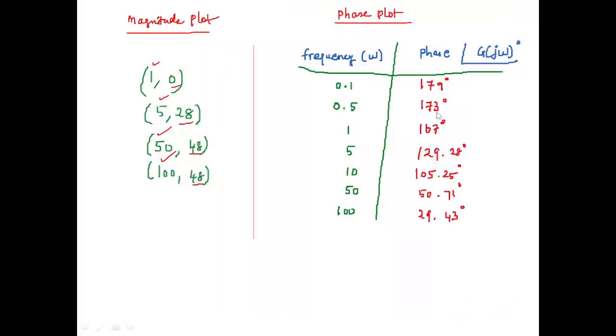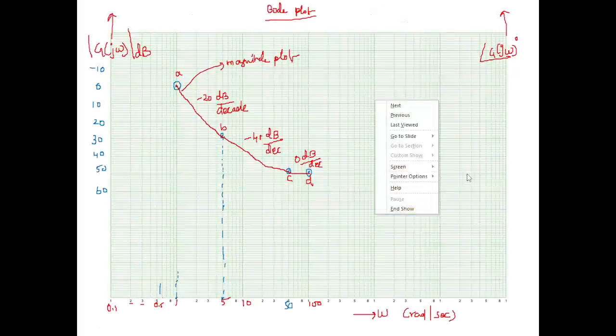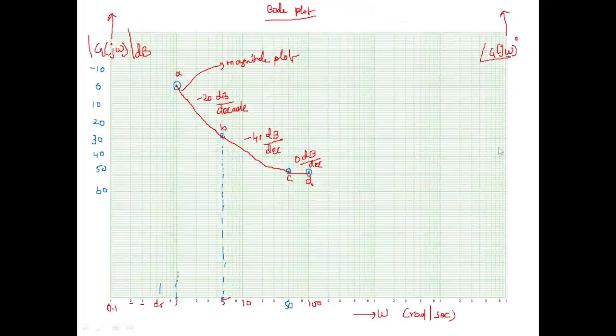Likewise, we have a set of values. All these values I am going to plot. Before that, you have to decide a scale. Here the values range from 179 to 29, so we can consider from 180 degrees to 30 degrees.